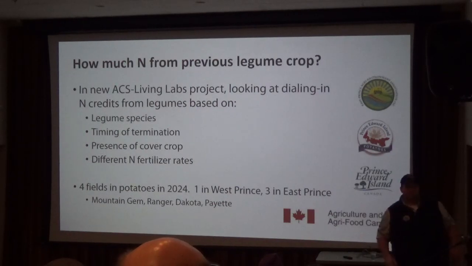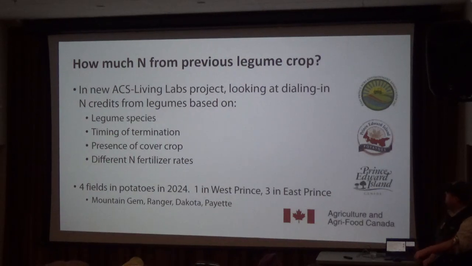So, lots of questions from growers and lots of questions on my own part about how much nitrogen we get from a previous legume crop and how we improve our recommendations to producers in terms of how to factor this into our nutrient management plans. And so as part of this ACS Living Labs project, I'm working with the Living Labs group, with Ag Canada, and with Kyra and the department. We were looking at different legume species before potatoes, primarily alfalfa and red clover. We're looking at the timing of termination, with or without a cover crop, and then different nitrogen rates to help us dig into this a little bit more, and hopefully understand better what our credit should be.